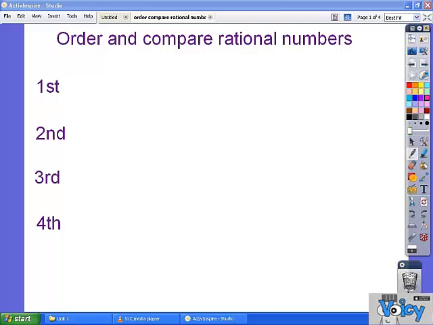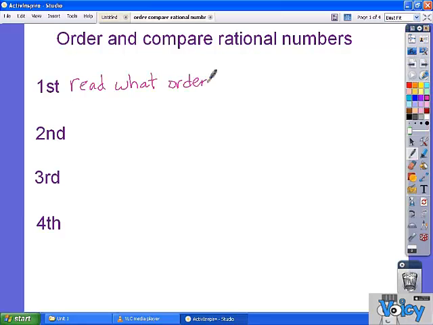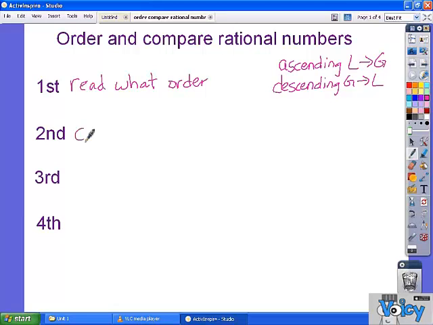Alright, today we're going to talk about order and comparing rational numbers. So the first thing that you need to do is obviously read what order the question is asking you for. And let's just put a side note here. Remember, ascending is least to greatest. Descending is greatest to least. Second thing you want to do is change everything to a decimal.